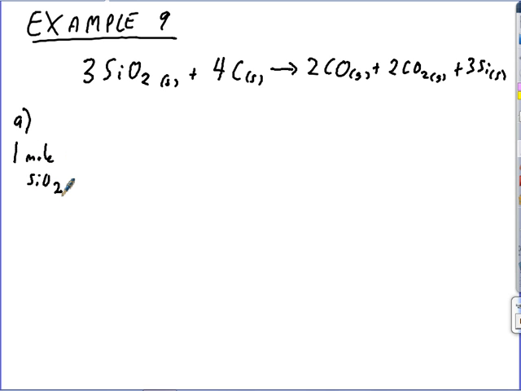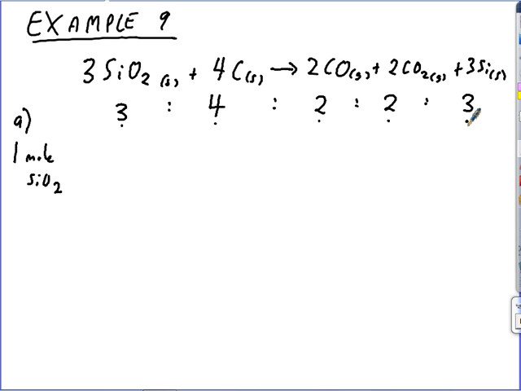And the easiest way to solve these problems is to first write down what we call the mole ratio. We can write down here, because of these exponents out the front, that 3 silicon dioxides react with 4 carbons to produce 2 carbon monoxides, 2 carbon dioxides, and 3 solid silicons. We've got this mole ratio, 3 to 4 to 2 to 2 to 3, or 3 moles of silicon dioxide react with 4 moles of carbon to produce 2 moles of carbon monoxide, 2 of carbon dioxide, and 3 moles of silicon.